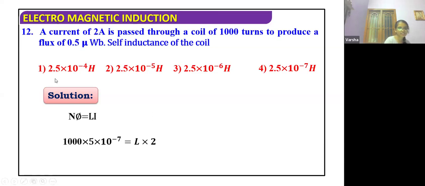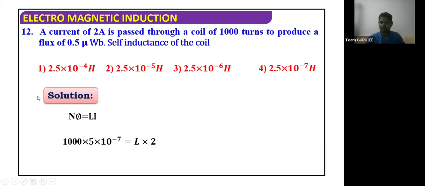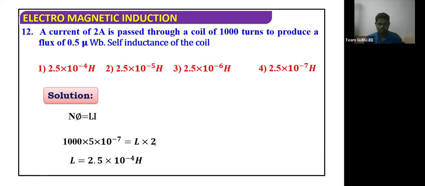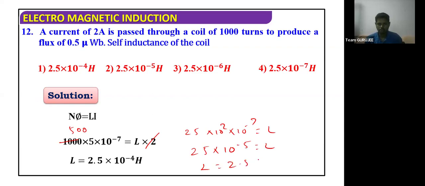2.5 into 10 power minus 4. Actually, the answer: 1 2s are 500. Therefore, 5 into 5, 25 into 10 power 2 into 10 power minus 7 is equal to L. Therefore, 25 into 10 power minus 5 is equal to L. Therefore, L is equal to 2.5 into 10 power minus 4 Tesla. Option 1 is right. Copy the answer.